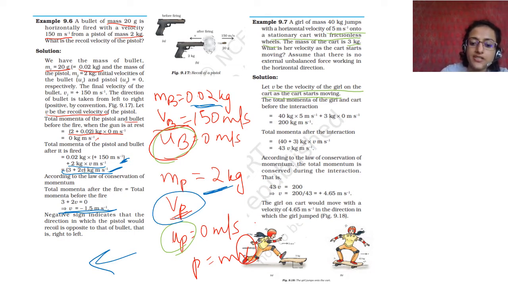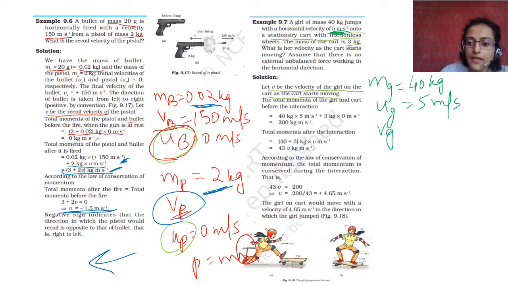She jumps with a certain speed, right? 5 meter per second से वो jump करती है. So the initial velocity of the girl is 5 meter per second. Mass is given. We don't know vg, okay? Anyway, the mass of the cart is given, 3 kg. Initial velocity, it is a stationary cart, so the initial velocity is 0.